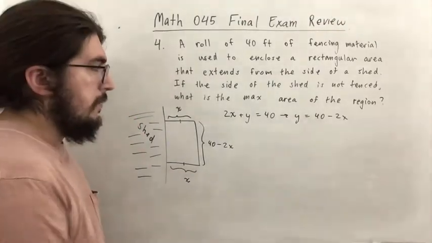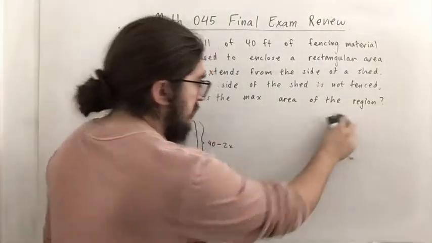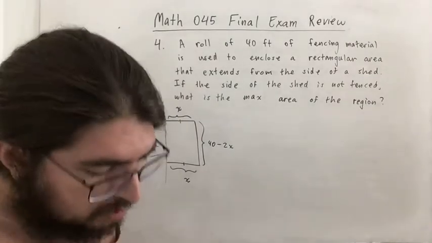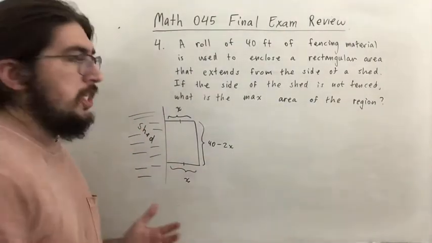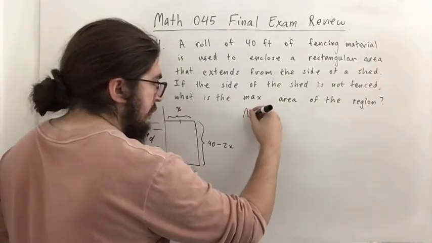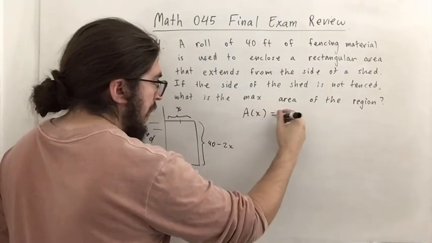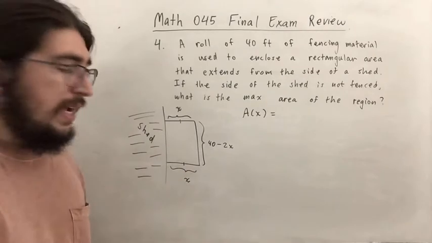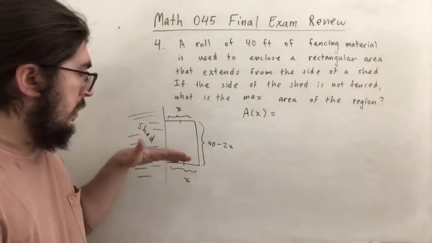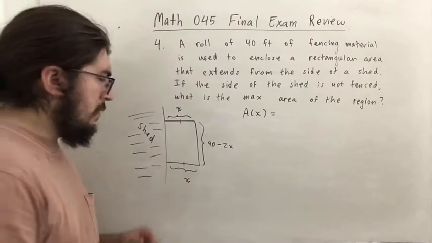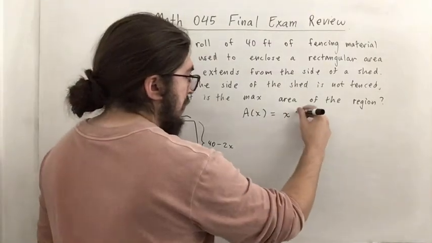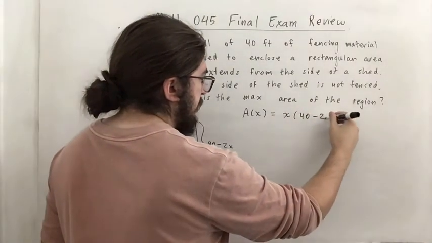So that's nice to know. I'm going to erase it, just for space. So now what we're going to do is build an area formula, basically an area function. I'm going to call it A of x. A of x is going to be the area of this in terms of x. X is unknown. So it's going to be this times that, right? Base times width, or width times length, whatever you want to call it. So it's x times 40 minus 2x.